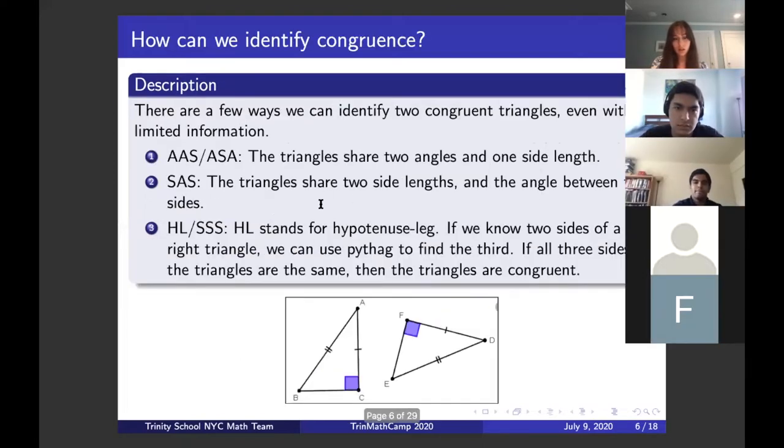Okay, great. So there's a couple ways to identify congruence, and we have to understand a couple of these. One way we can do this is something called AAS or ASA, which essentially says that the two triangles share two of their angles, so two of their angles are exactly the same, and one of their side lengths is the same.